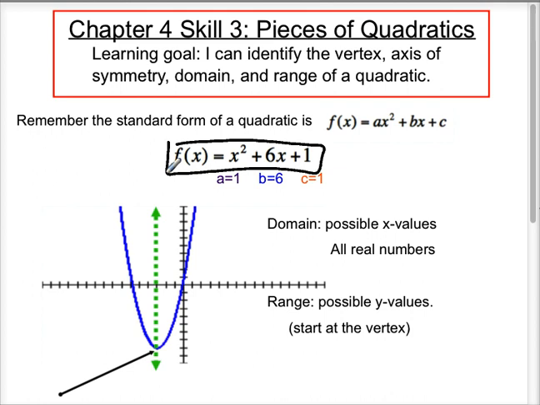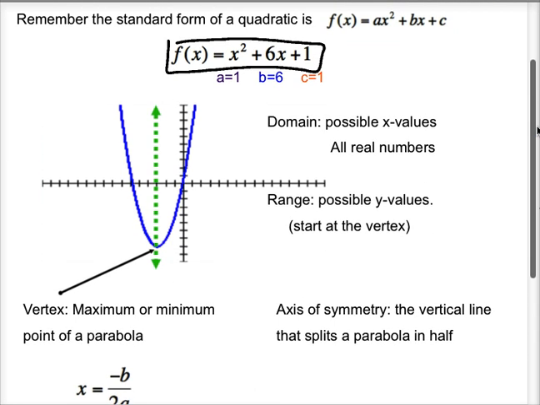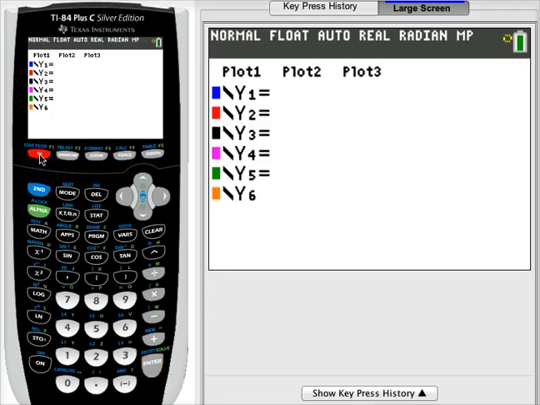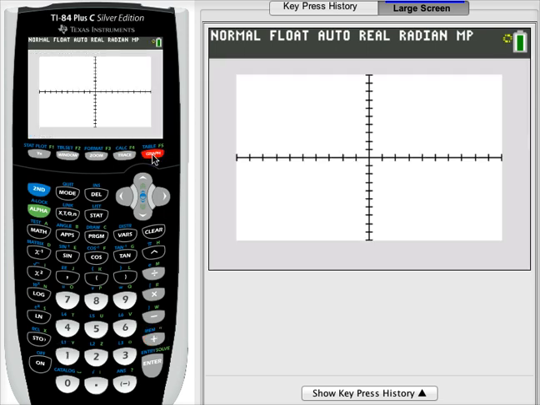So here I've already pre-done the graph for you. But just to remind you of how we'd go about doing that, if you have your graphing calculator handy, you go into y equals, type in x squared plus 6x plus 1. Hit graph, and it'll also make that graph for you.